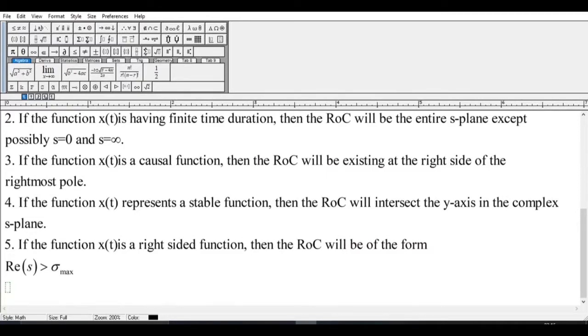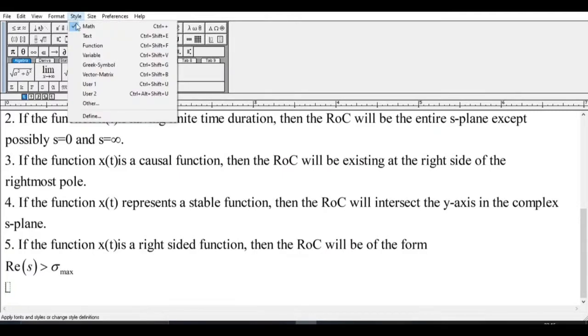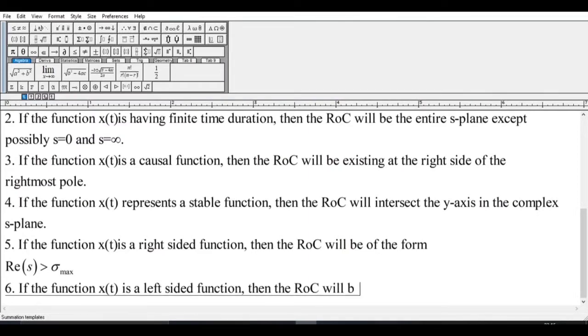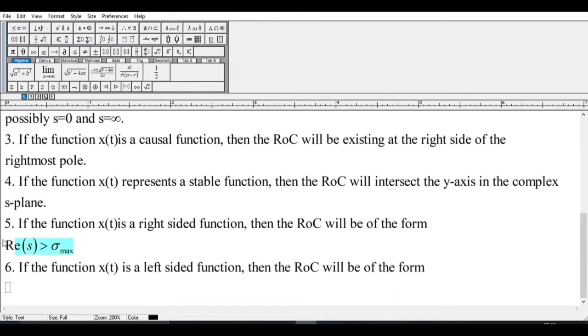Sixth property, if x of t is a left-sided function, that means after originating the function propagates to the left side, in that case the nature of the ROC will be completely opposite. That means in that case the ROC will be of the form real of s less than sigma minimum, where sigma minimum will be the smallest real part corresponding to any of the poles.